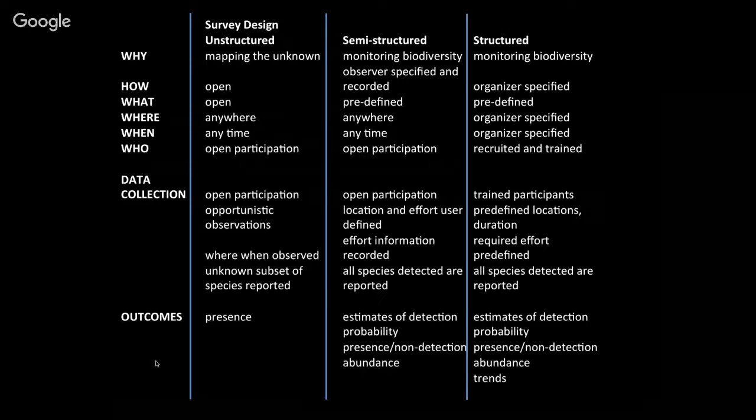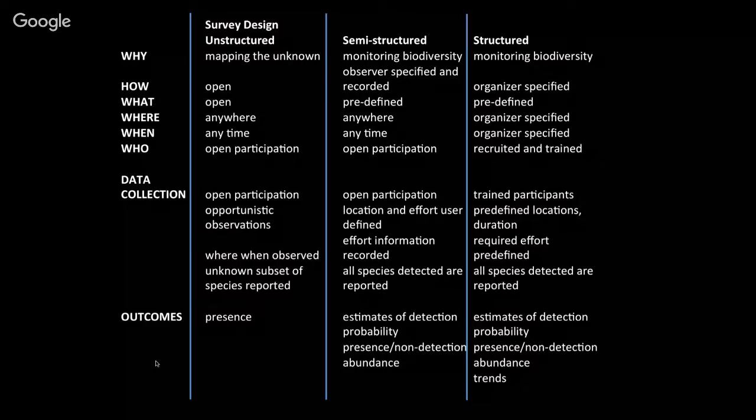So now going down to the bottom and thinking about the outcomes of this, unstructured projects give you estimates of presence only. Semi-structured give you information about estimates of detection probabilities. They give you information on the presence and then non-detection by the participants. They can be used to estimate abundance of an organism. And I'll show you some preliminary information with some of our semi-structured data, but structured data allows you to get to trends and to be able to see how species patterns change over time.